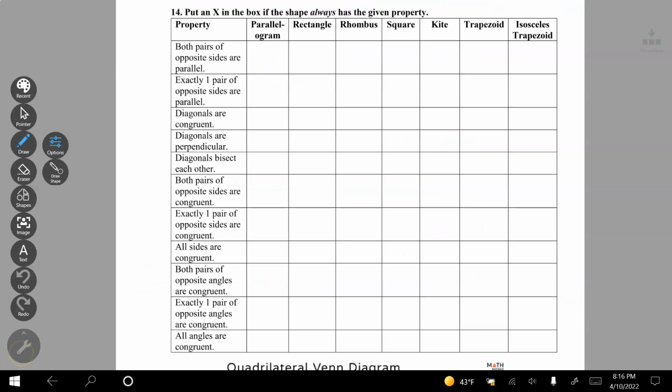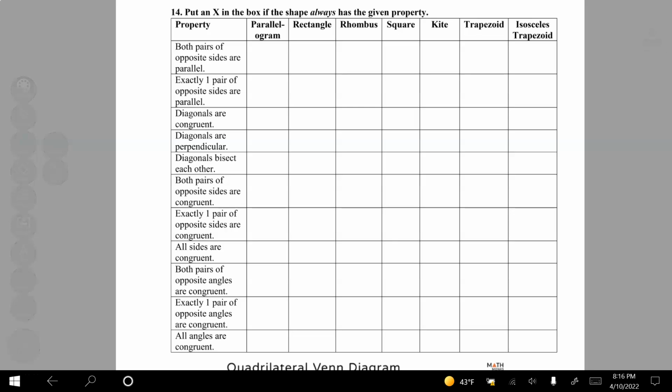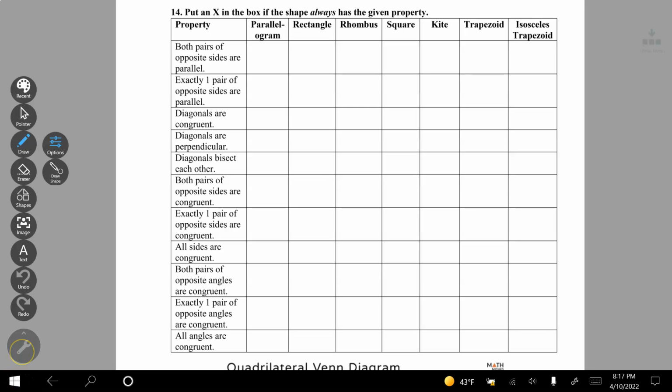And finally, I have this big table of all these properties and all the shapes that we learned: parallelogram, rectangle, rhombus, square, kite, trapezoid, and isosceles trapezoid. And I'm going to put a red X in everything that is true for it. It has to always be true, not sometimes, always be true. So both pairs of opposite sides are parallel. Parallelogram, rectangle, rhombus, and square. Exactly one pair. That's only for a trapezoid, and obviously the isosceles trapezoid.